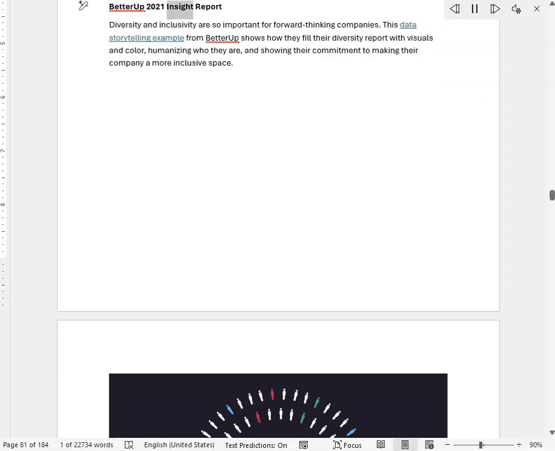BetterUp 2021 Insight Report. Diversity and inclusivity are so important for forward-thinking companies. This data storytelling example from BetterUp shows how they fill their diversity report with visuals and color, humanizing who they are and showing their commitment to making their company a more inclusive space.